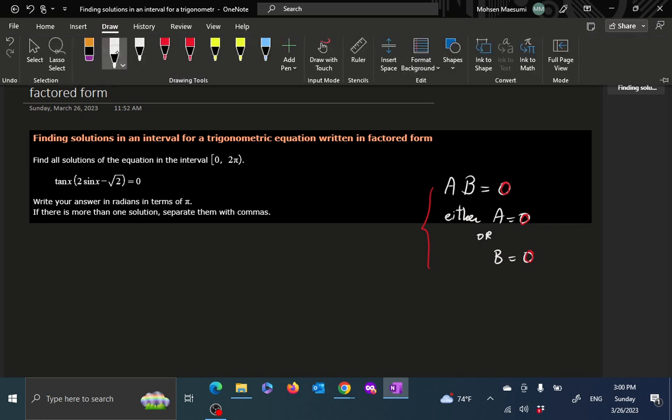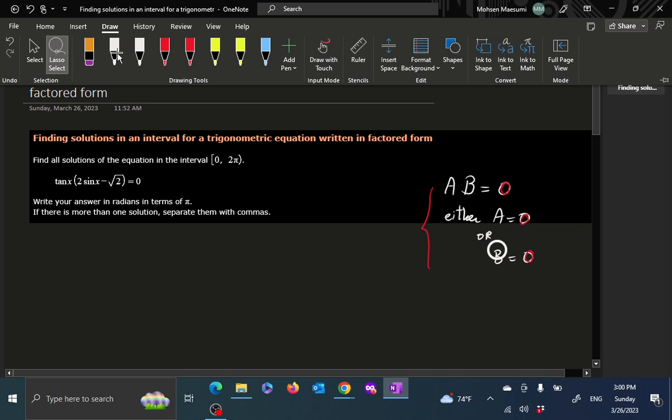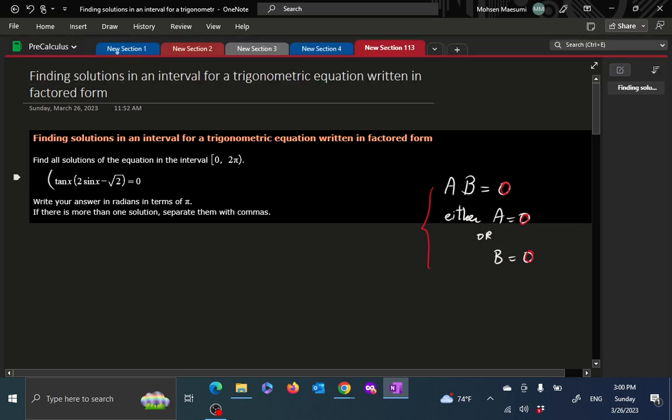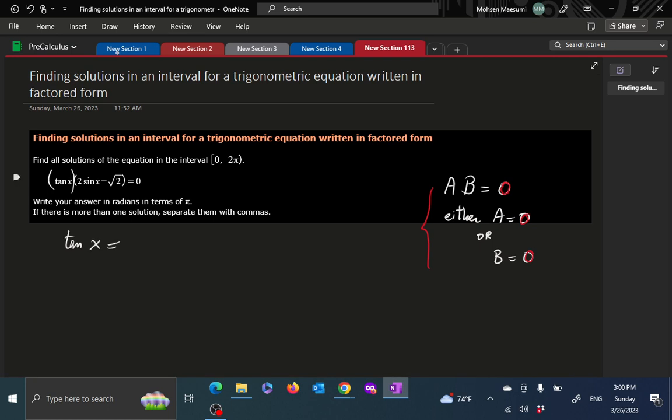Okay, how do we solve it? Very simple. We just apply this principle. Here is an item, tangent of x. Here's a second item. Either we have tangent of x equal to 0 or 2 sine of x minus radical 2 is equal to 0. Well, we have solved this thing before. x can be 0, pi, 2 pi, etc. In this problem, we are only looking for solutions in the range from 0 to 2 pi, and this one just gives us 0 and pi.